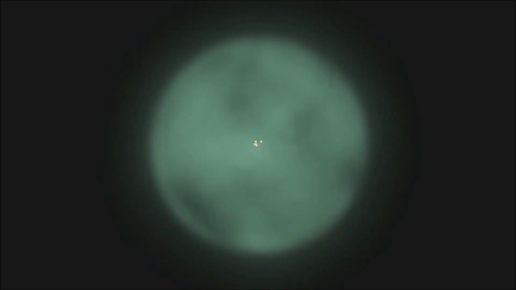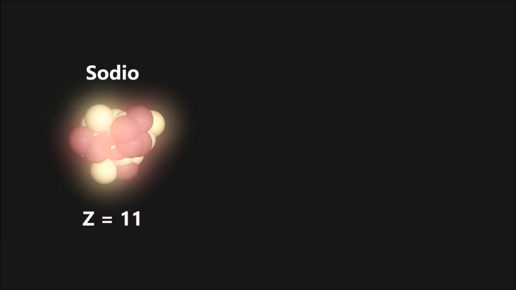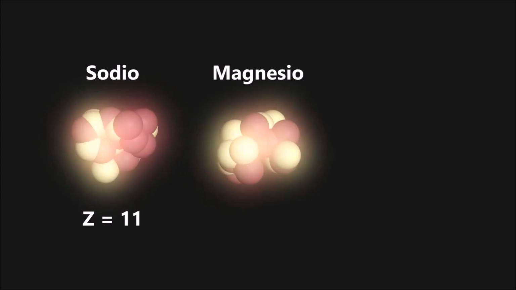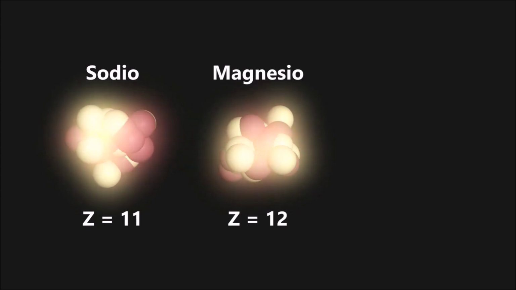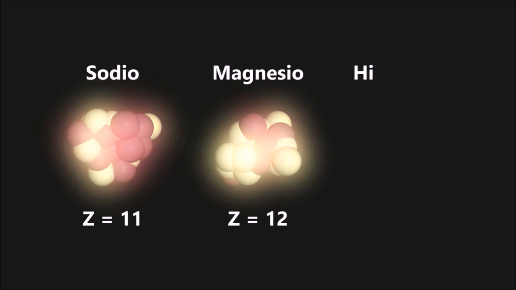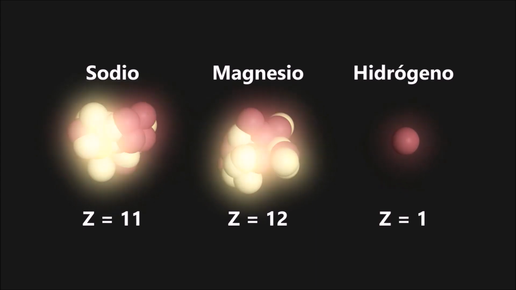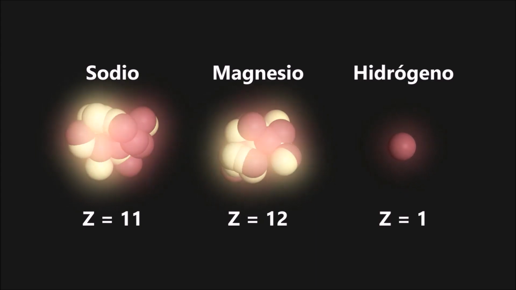We can also name the atomic number, which equals the total number of protons that an atom has, and is represented by the letter Z. This number allows us to differentiate the chemical elements from each other. For example, a sodium atom has an atomic number of 11, which means that sodium has 11 protons. A magnesium atom has an atomic number of 12, so it has 12 protons, while a hydrogen atom has an atomic number of 1 and has 1 proton.